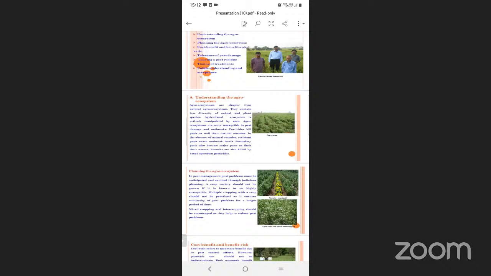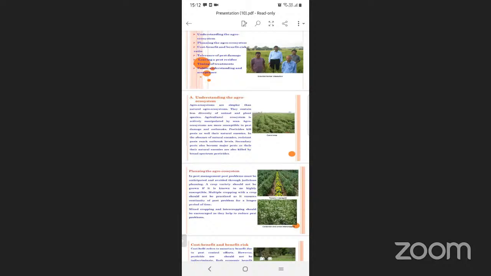So we say that agroecosystems are simpler than natural ecosystems. They contain less diversity of animal and plant species. The agricultural ecosystem is actively manipulated by man, but it is more susceptible to pest damage and outbreaks. Pesticides kill pests as well as their natural enemies. This is the problem with these pesticides.